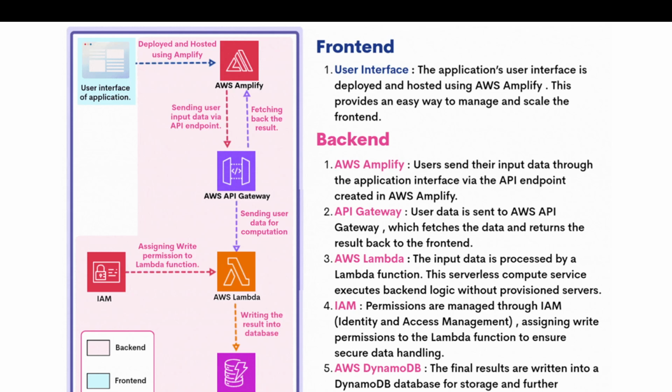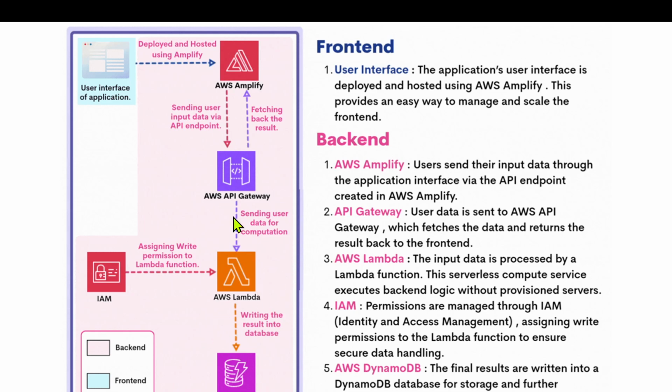So if you're ready to stop learning services blindly and finally build a real AWS application from front end to database, as you can see here in the architecture on the left-hand side, we have deployed and hosted this application using AWS Amplify. We are using API Gateway, through which the users are going to connect via an API endpoint. It's going to send the user data for computation.